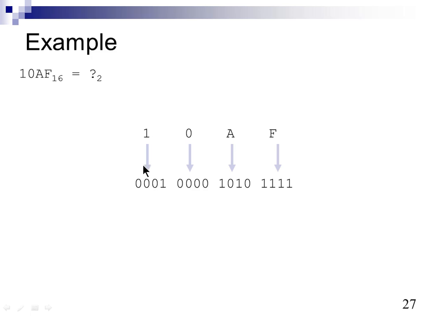1 is 0001, 0 is 0000. A is 10, so 1010. 8 plus 2, 10, in binary. F is 15, 1111. So 10AF hexadecimal will be represented in the 16-bit equivalent binary.